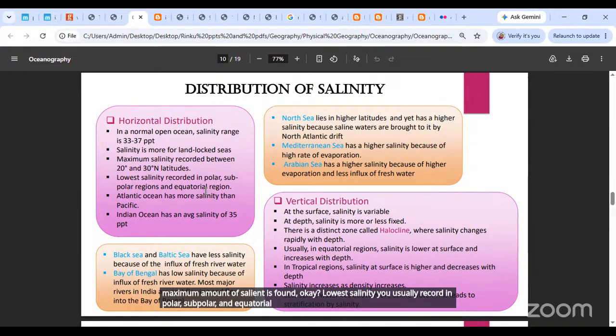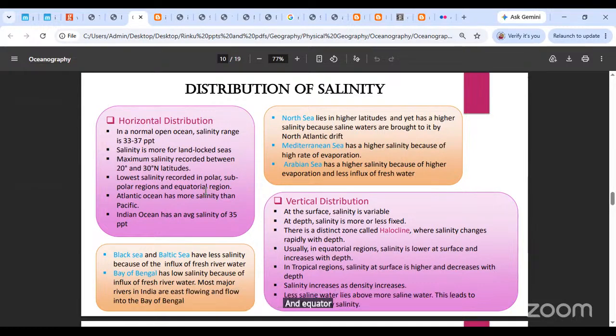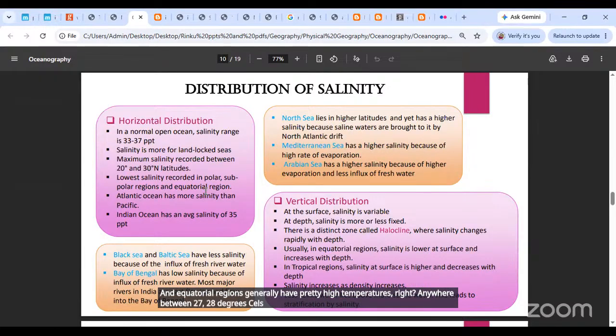Now these are polar opposites of each other. Polar and subpolar regions are really cold, and equatorial regions generally have pretty high temperatures, right? Anywhere between 27, 28 degrees Celsius is the temperature over there. So why do these have the same amount of salinity? How do these both have lower salinity?